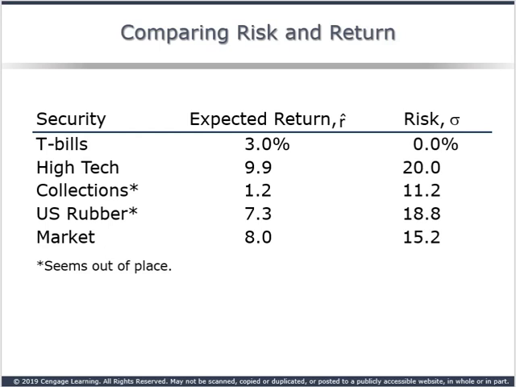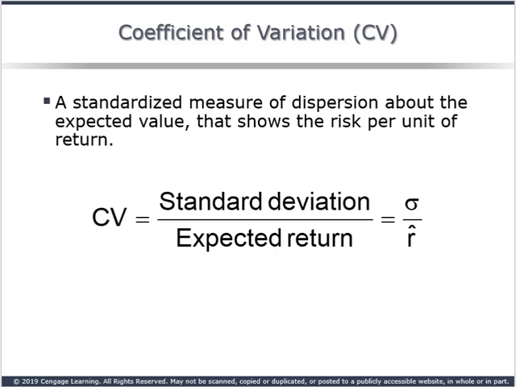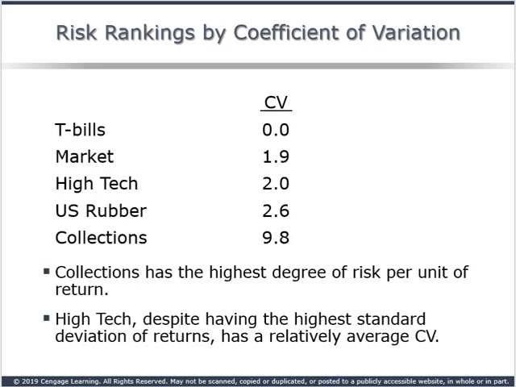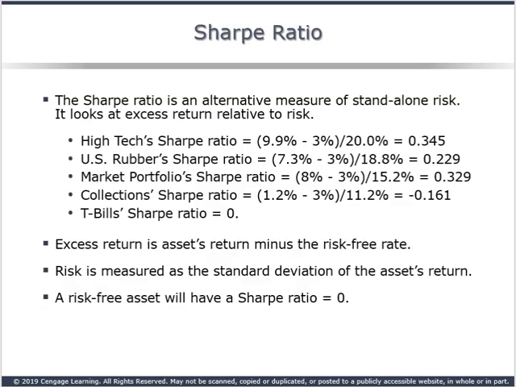But the question is how do we determine higher risk within these various options? Well, this is where the coefficient of variation comes in. So we take the standard deviation and divide it by the expected return. If we take those values and divide, we see that high tech actually has one of the lowest coefficients of variation. Collections actually has the highest. And so this is a way of being able to rank order risk level for various investments.